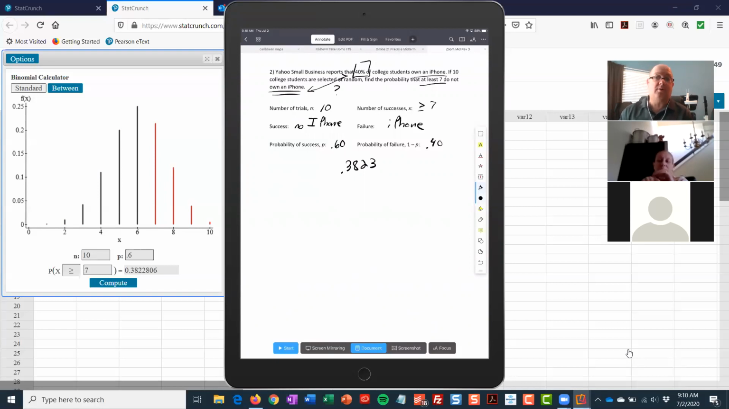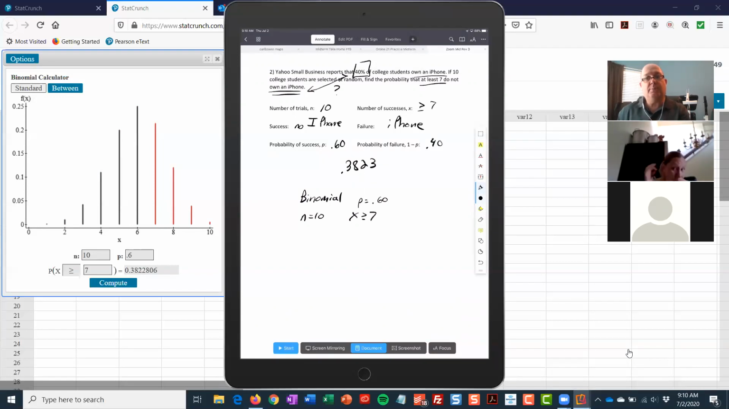Now, when you write this out and you turn this in, you don't have to show all of these things that I've written down. You do have to tell me the calculator you used, which was binomial, and what you typed in. So n equals 10, x was greater than or equal to 7, and p was 0.60. Those need to show up.